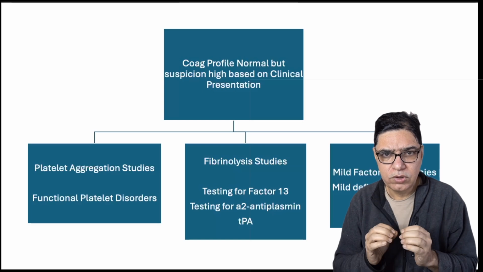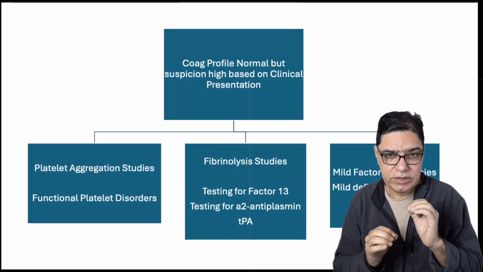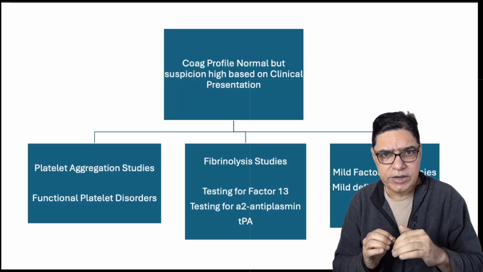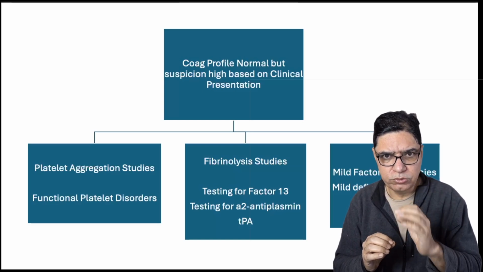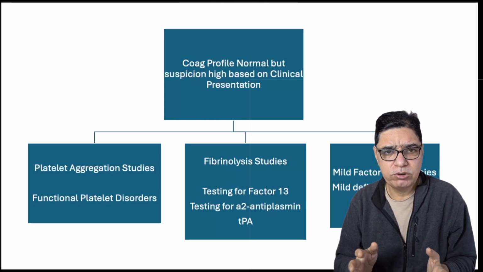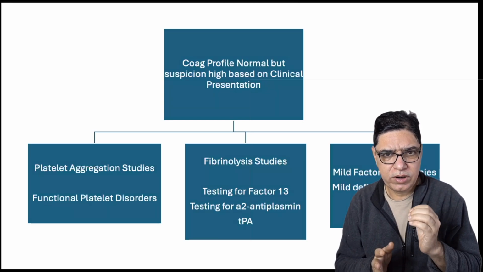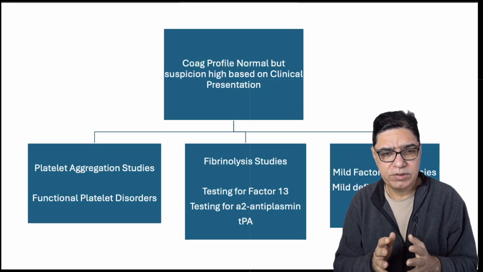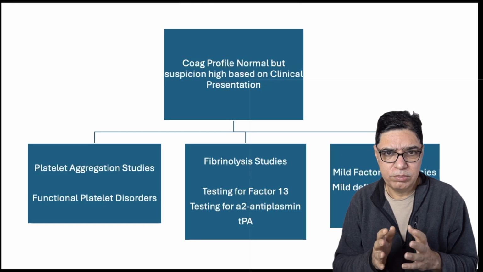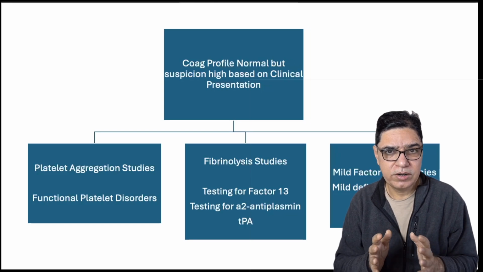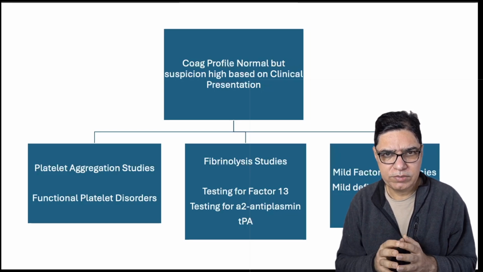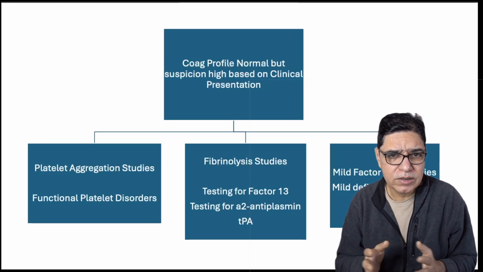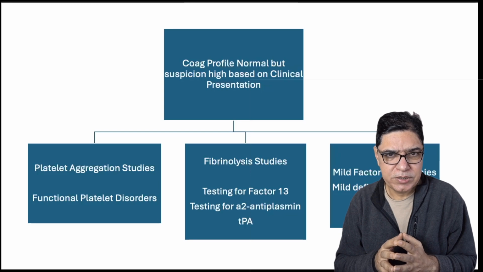You might also have to do fibrinolysis studies, which includes testing for factor 13, because factor 13 deficiency would present with delayed wound bleeding, and everything else in the coagulation profile is normal. So you have to test for either factor 13, or sometimes alpha-2 antiplasmin or tissue plasminogen activator deficiencies can also give you bleeding problems, but everything else in the coagulation profile is normal. Or with some of the mild factor deficiencies, especially mild deficiency of factor 8 and 9, the coagulation profile would be normal, but the child might be presenting with repeated bleeding diathesis.